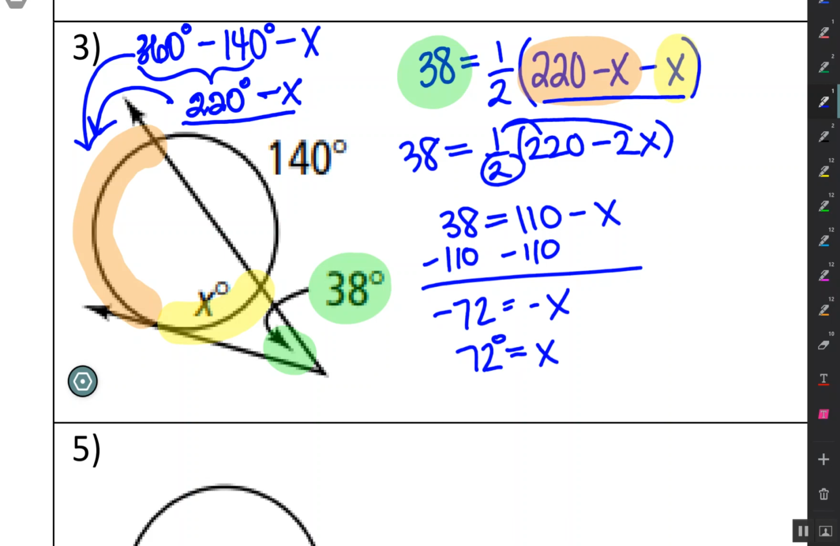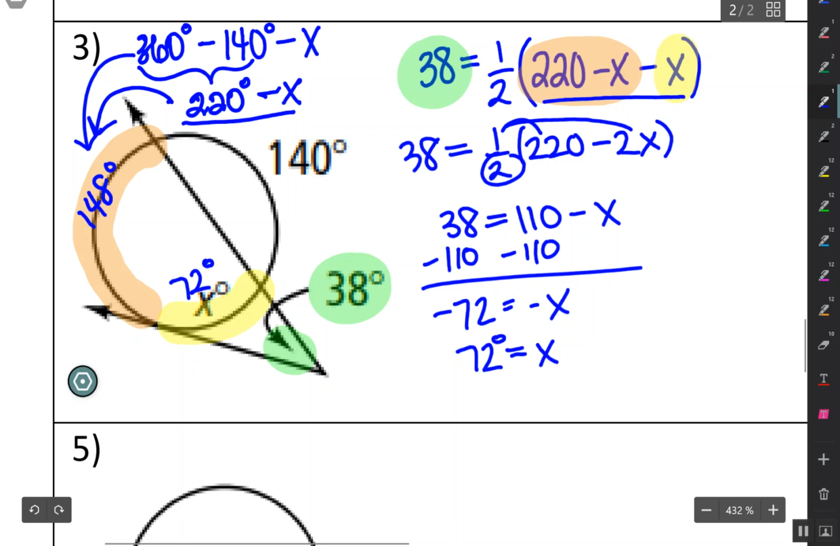So if you needed to find the big arc, you could do 220 minus 72. So this arc is 148. This arc is 72. And if you did 148 minus 72, cut it in half, you would get 38. So it works.